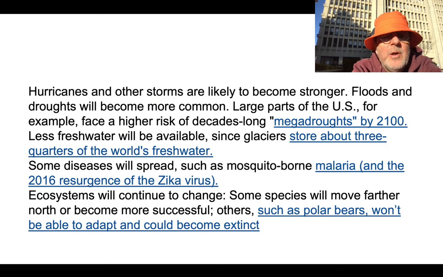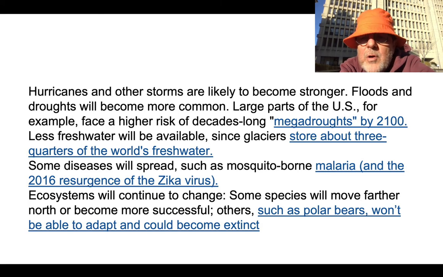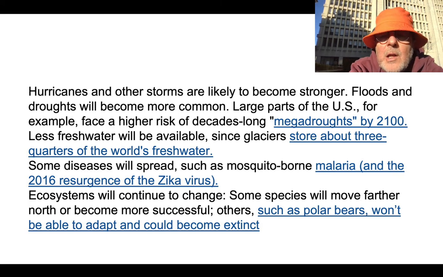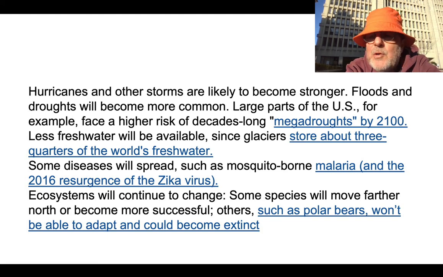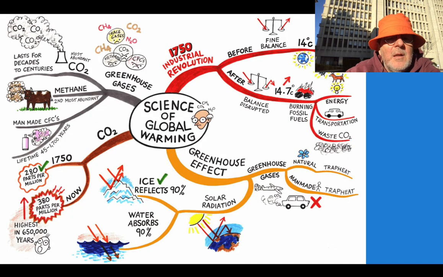Sea levels are expected to rise between 10 and 32 inches or higher by the end of the century. Hurricanes and other storms are likely to become stronger. Floods and droughts will become more common. Large parts of the United States, for example, face a higher risk of decades-long mega droughts by 2100. Less fresh water will be available, since glaciers store about 3/4 of the world's fresh water. Some diseases will spread, such as mosquito-borne malaria and the 2016 resurgence of the Zika virus. Ecosystems will continue to change. Some species will move farther north or become more successful. Others, such as polar bears, won't be able to adapt and could become extinct.